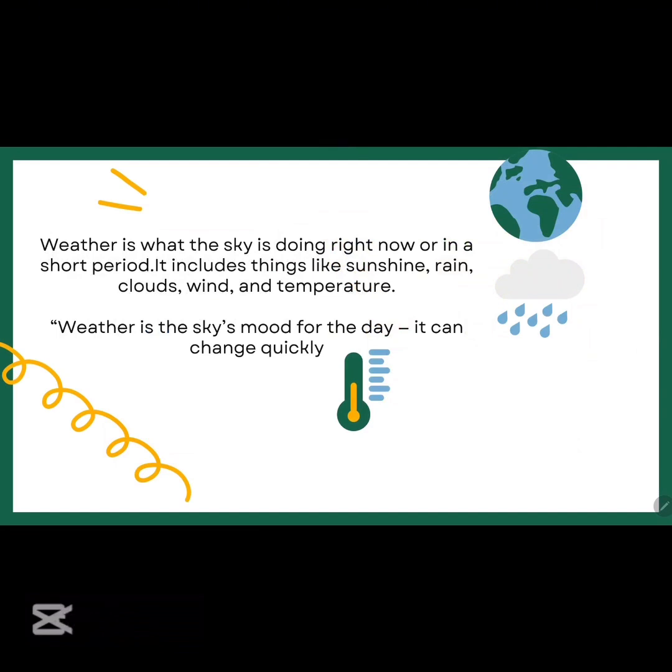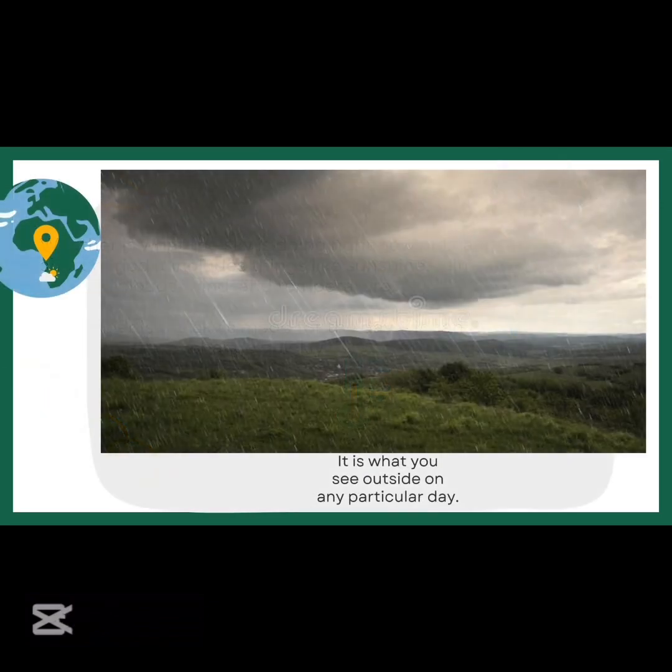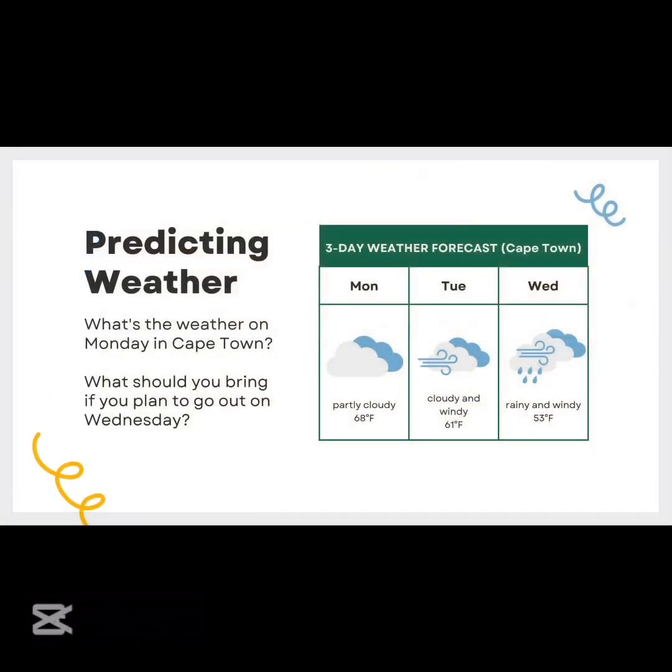Weather is what the sky is doing right now or in a short period. It includes things like sunshine, rain, clouds, wind and temperature. Weather is the sky's mood for the day, as it changes quickly. It's what you see outside on any particular day. Predicting the weather means that you are guessing what the weather could be like for the following days.